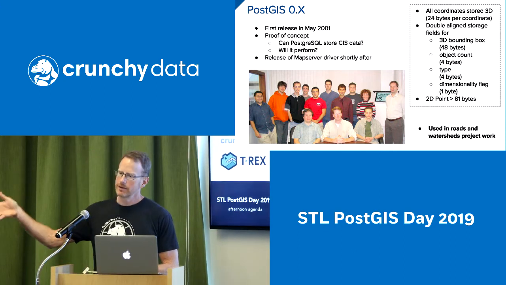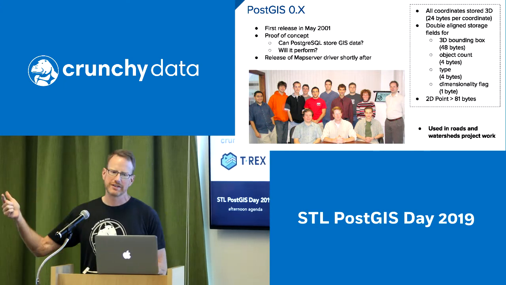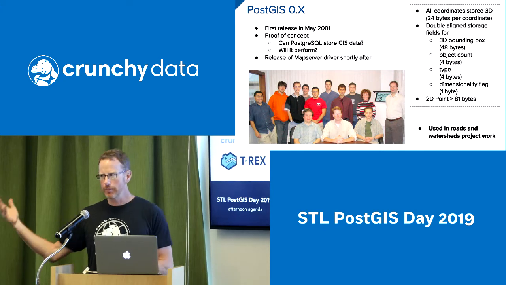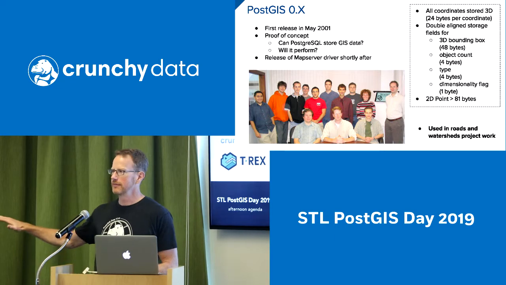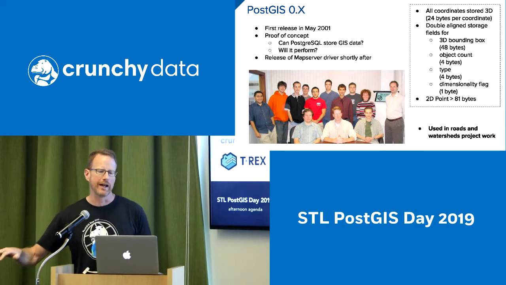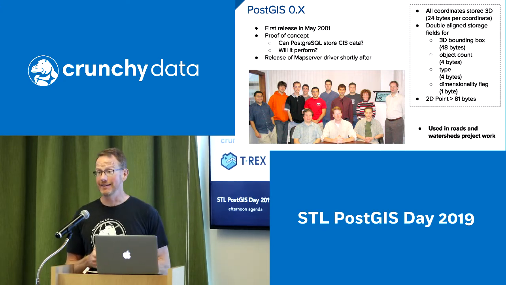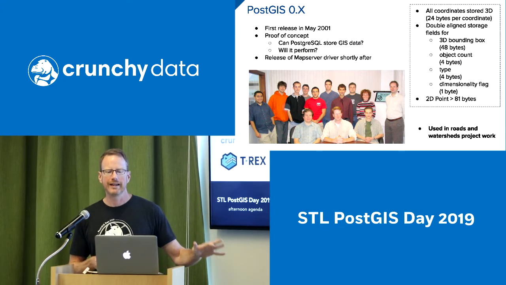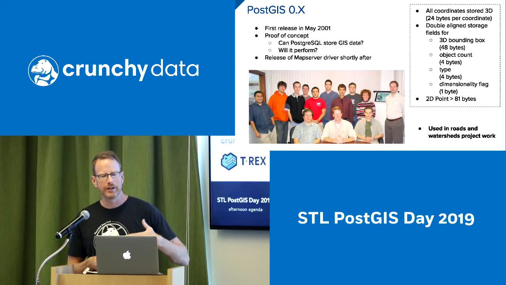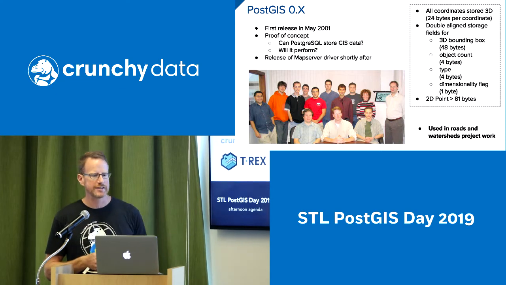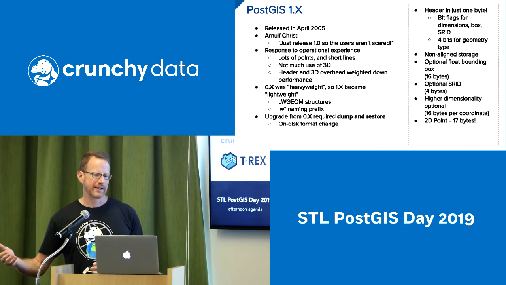So points are 2 coordinates. Each coordinate is stored in double precision, and double precision numbers are 8 bytes. So a point in a platonic ideal world should take 16 bytes. That's it. Anything above 16 bytes is overhead. The 0.x version of PostGIS took 81 bytes. So it was really heavyweight. But it was useful. It did the things we wanted. It put things fast in and out. We used it for our government projects, like I said, roads and watersheds. It worked good. So what was 1.x?